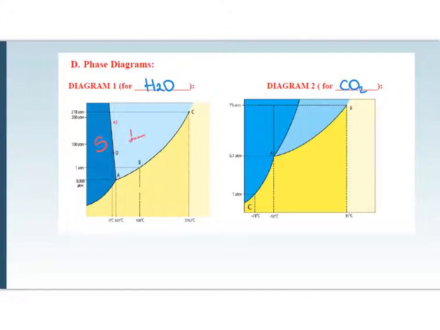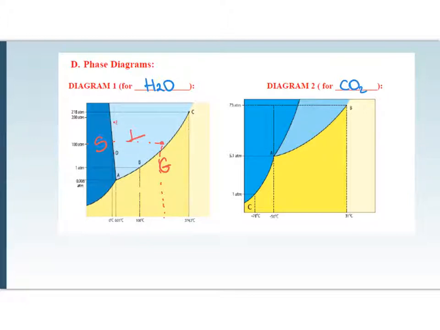This part represents liquid. Now, a phase diagram shows you the phase of any substance at a specific temperature and pressure. For example, if you have, let's say, 200 Celsius like here and 100 atm pressure, this means that you're going to have the water in liquid form.